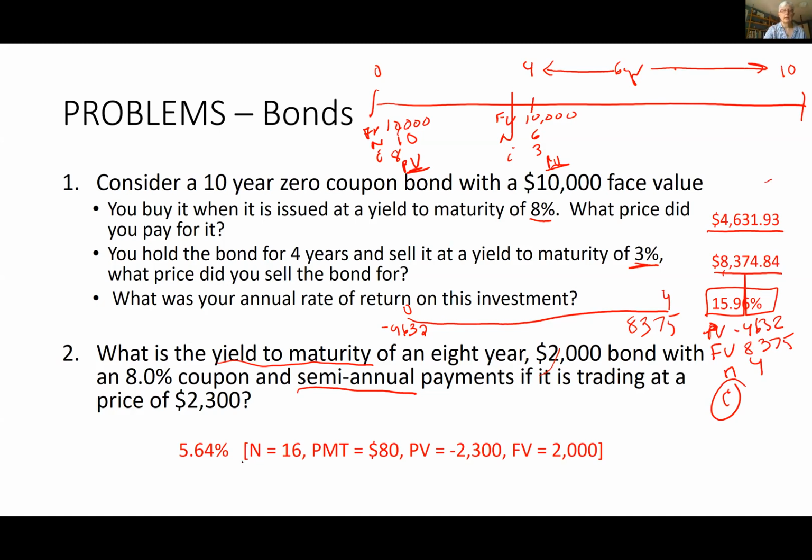So when you do this and you solve for I, you get 2.82. You multiply that by 2 to get the annual rate, and you get 5.64. So the 80 payment, you have an 8% coupon. You multiply that times 2,000, and it's semi-annual, so you divide it by 2.